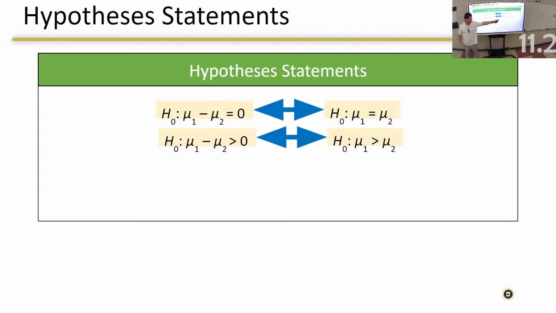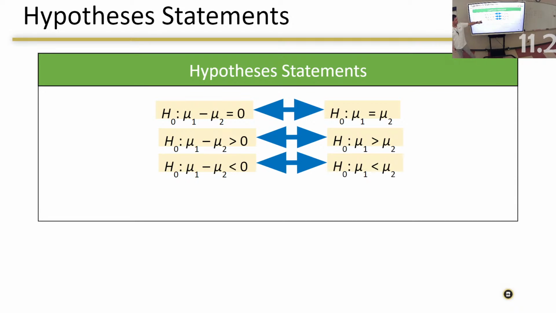So this one, it's easier for me to know, hey, mu1's bigger than mu2. I can see that easily here. This one, I have to do a little thinking, right? If mu1 minus mu2 is positive, that must mean that mu1's bigger. And I have to think about that, while this one's just easy. But you can write them either way. They don't care.